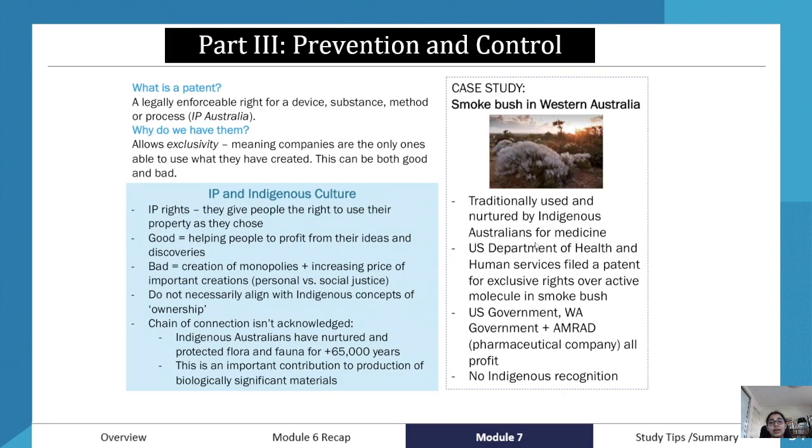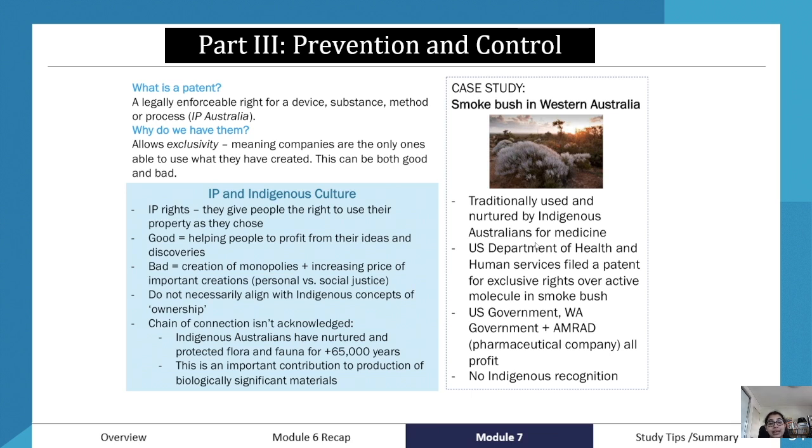So finally, prevention and control, looking firstly at patents. Patents are obviously used when, for example, the vaccine formula has been patented. Different companies have patented their different molecules or processes, but generally a patent is a legally enforceable right for a device, substance, method or process, so IP Australia. And why do we have them? Because it means exclusivity, and so your intellectual property cannot be copied.